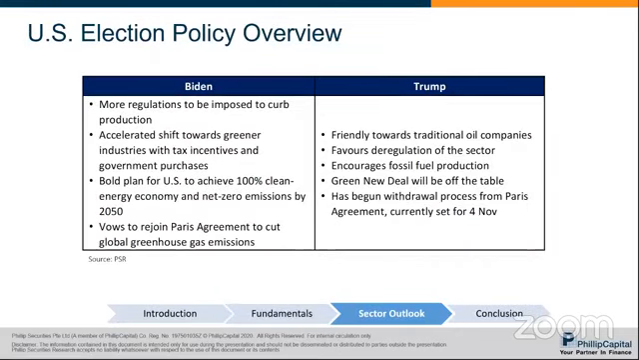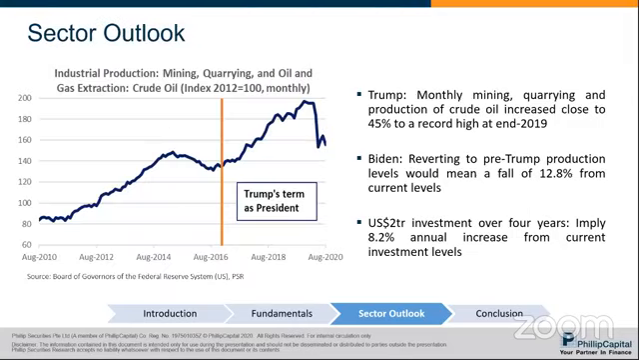This is the policy review. I will not go through it in depth. In terms of industrial production, during Trump's term, we can see that there is actually a huge surge in production in terms of mining, quarrying, and oil and gas extraction. So if we were to have a Biden win, we could potentially revert to the levels pre-Trump, and that could indicate a further fall of around 12 to 13%.